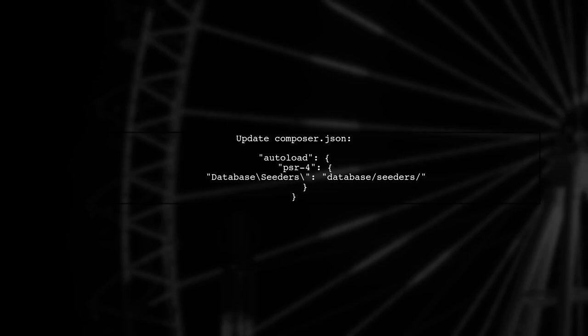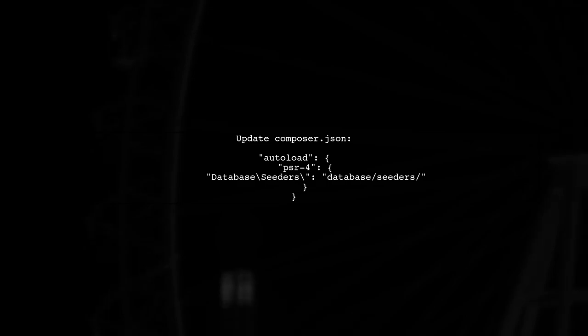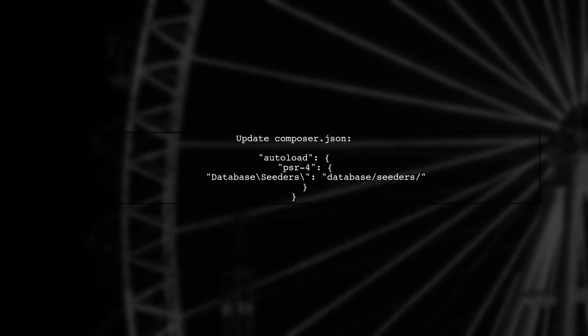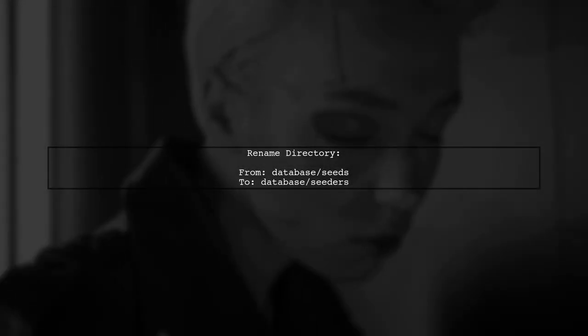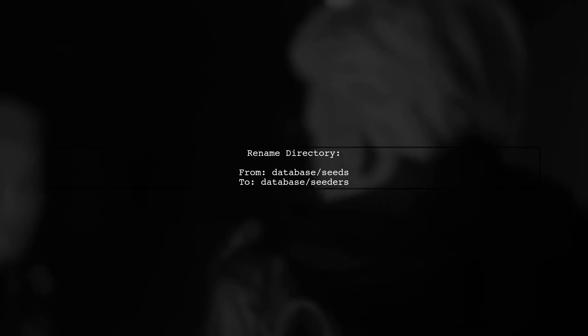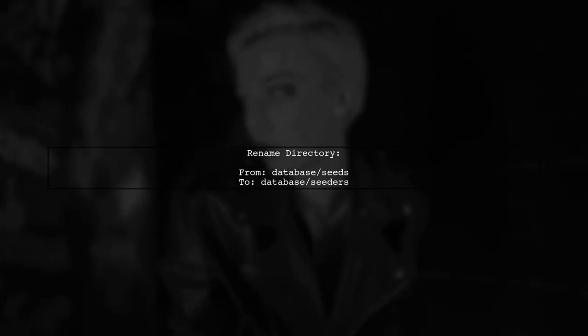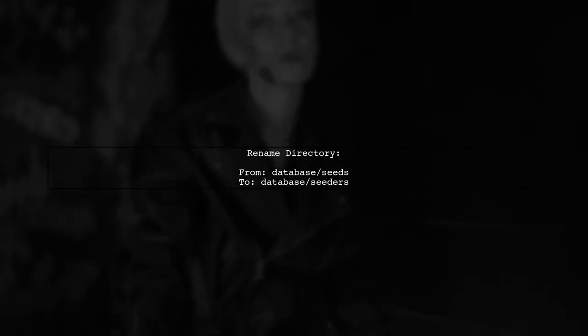Next, import your seeder classes with the correct namespace. Then, update your composer.json file by removing the classmap block from the autoload section. After that, run composer dump-autoload to refresh the autoload files. Lastly, ensure that your database/seeds directory is renamed to database/seeders. This change is documented in the Laravel upgrade guide, so you can refer to that for more details.